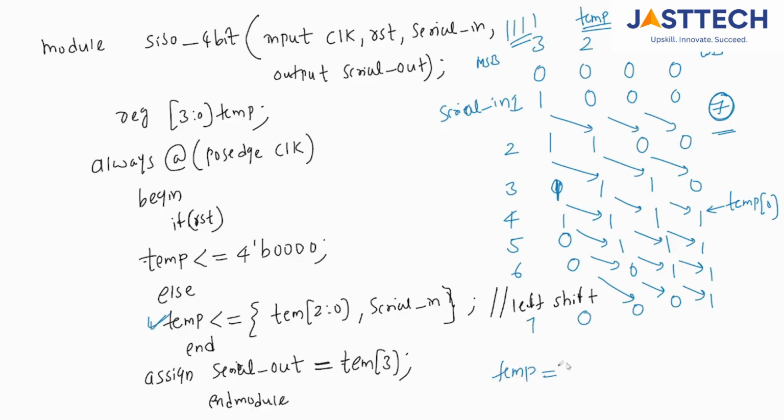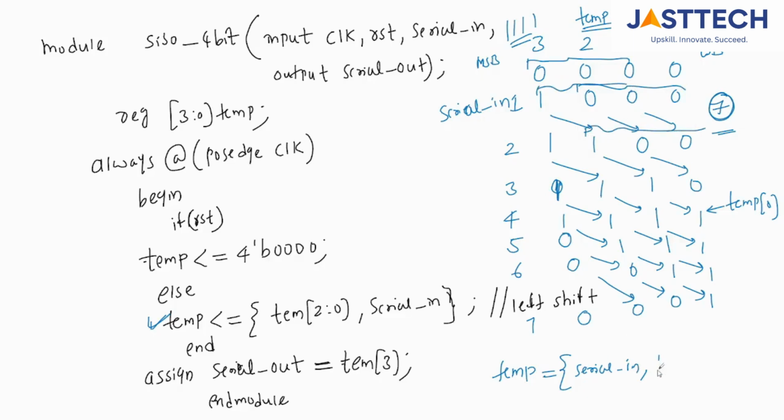Okay, in the code, you are inserting the data from the left. Serial underscore in, and comma. Every time, which one is copied? This one is copied, no? So this one is copied here. Again, at the next clock pulse, this one is copied here.